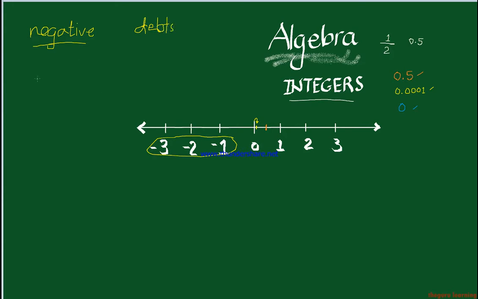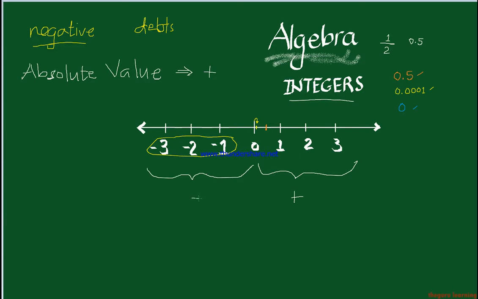And I would also like to introduce to you, if you are familiar with it, absolute value. Absolute values, by definition, are always positive. So this right hand part of the number line are positive ones, and this left hand are negative ones. So these are greater than 0, these are less than 0.